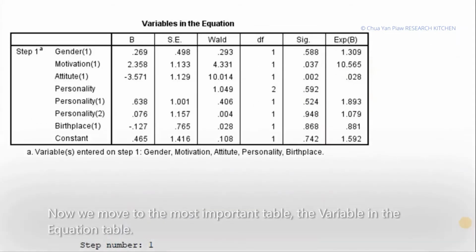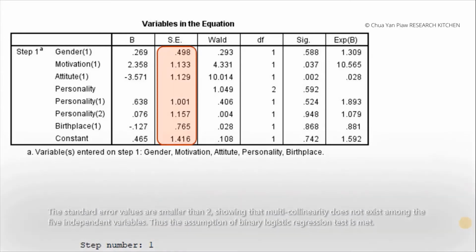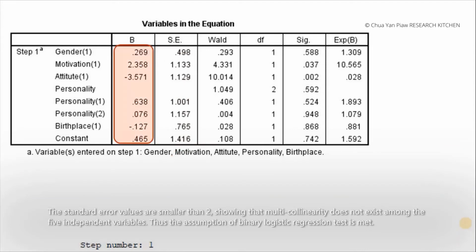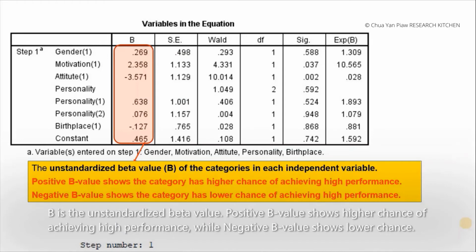Now we move to the most important table, the Variables in the Equation table. The standard error values are smaller than 2, showing that multicollinearity does not exist among the 5 independent variables. Thus, the assumption of the binary logistic regression test is met. B is the unstandardized beta value. Positive B values show a higher chance of achieving high performance, while negative B values show a lower chance of achieving high performance.